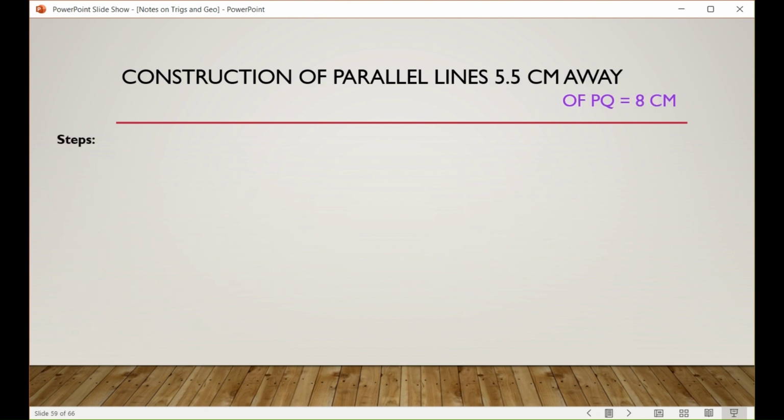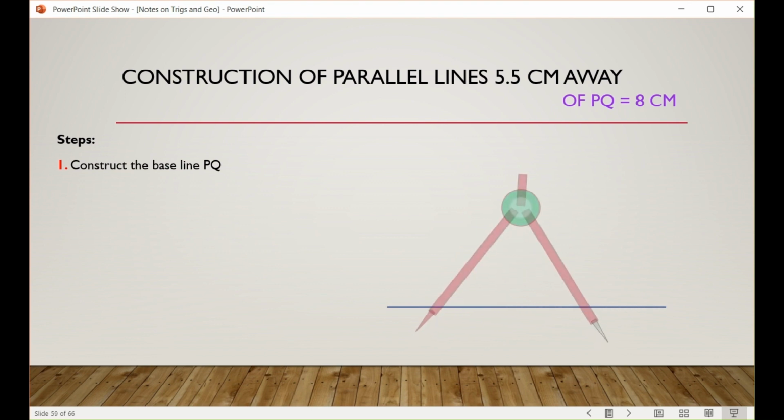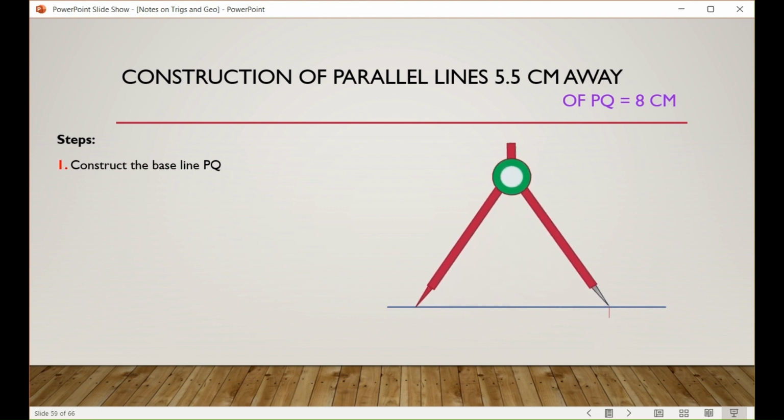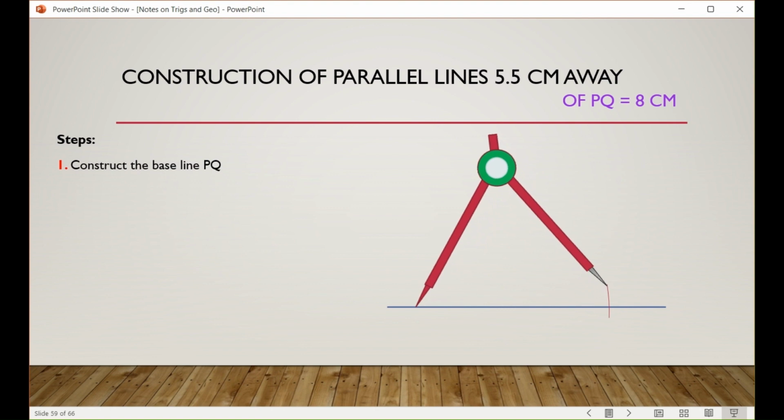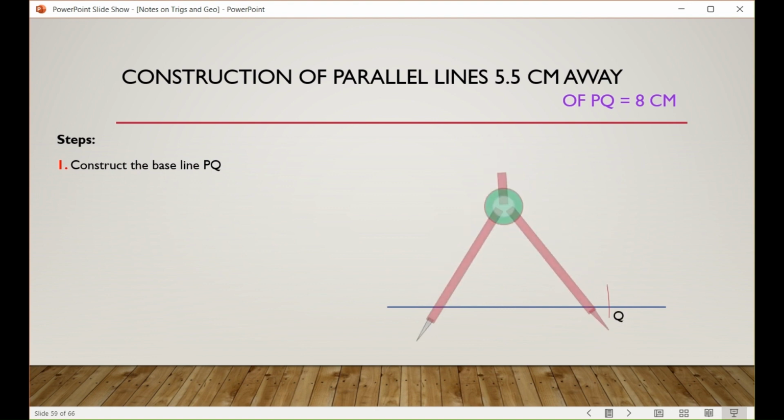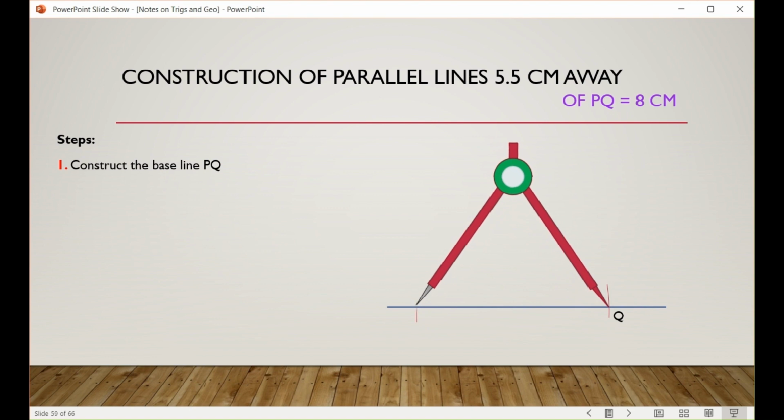And for the third skill, we would like to be able to construct parallel lines. So let's use the idea of constructing a parallel line 5.5 centimeters away. So we'll construct a baseline. And if we have our baseline here where we've done P and Q as usual, and we want to construct one that's 5.5 centimeters away, there are a couple different ways. We can use our two set squares and just rest them and slide them along the surface, and that will work. Another way to do it, because there's so many ways to do these.